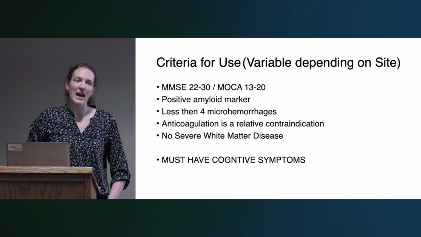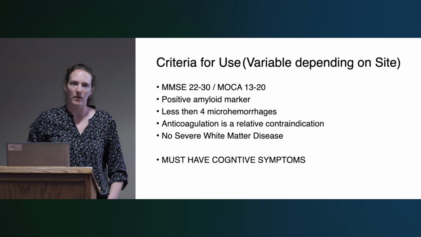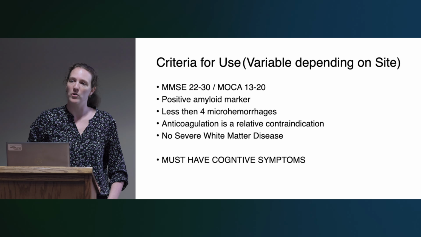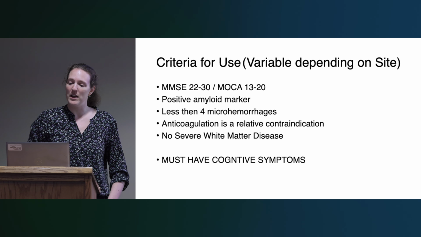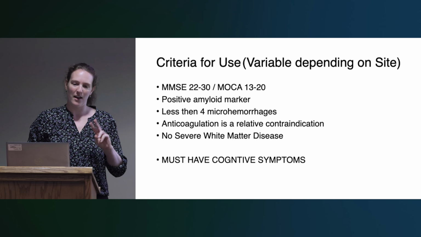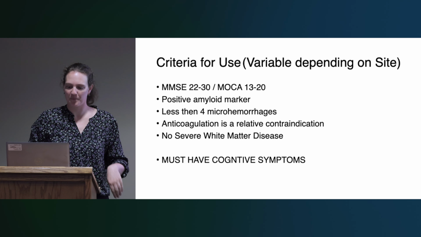We need to confirm that they actually do in fact have Alzheimer's disease. And so currently the most common way of doing that is with the amyloid test, but there are other options that we're going to talk about in the future. We need to have no previous head bleeding to suggest an increased risk of bleeding with this medication. So they can't have more than 4 microhemorrhages.